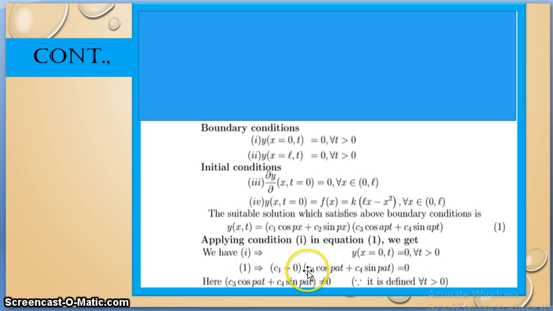Next, which one is not equal to 0? This one is not equal to 0. Suppose this one is equal to 0, then the problem vanishes. So the constant must be 0. For that case, we can write c1 equal to 0, then c3 cos pat plus c4 sin pat is not equal to 0. So substitute c1 equal to 0 in equation number 1.